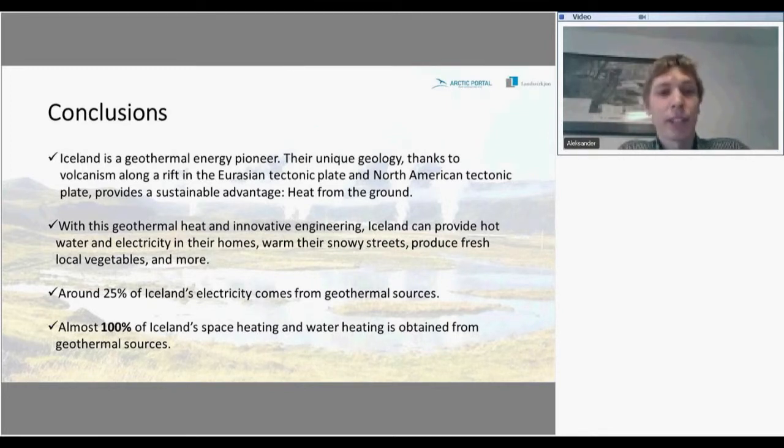Around 25% of Iceland's electricity comes from geothermal sources, and it's amazing that almost 100% of Iceland's space heating and water heating is obtained from geothermal sources.